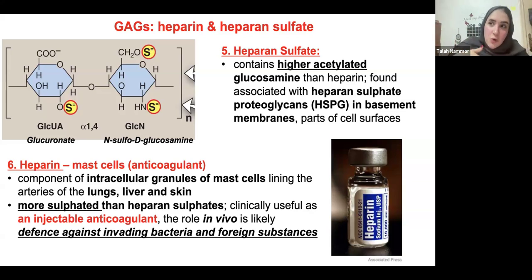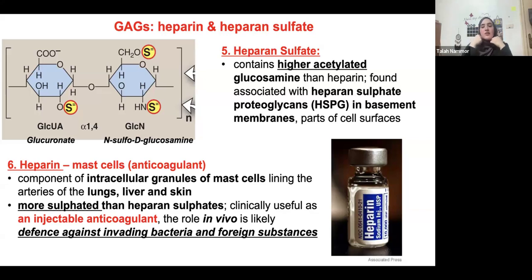So heparin is more sulfated, heparan sulfate is more acylated. Okay? This is the difference in structure. Now, again, they're saying that heparin is an injectable anticoagulant. Clinically, if we make heparin, it works as an anticoagulant. But in vivo, and in vivo means in our body, the mast cells release heparin. It's usually a defense against invading bacteria and foreign substances.